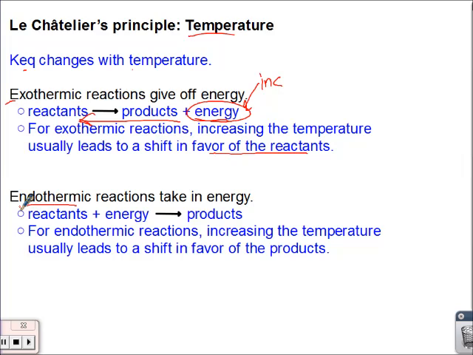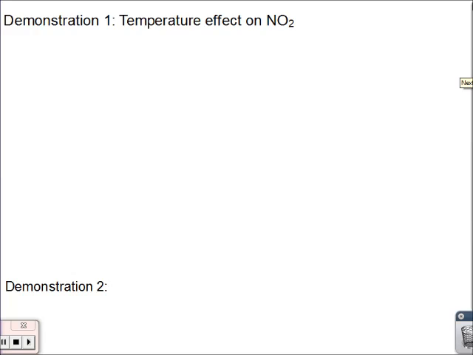Endothermic reactions act just the opposite. They take in energy, which I've written now on the reactant side. So if I increase the temperature, I'm going to react in a way to reduce that energy, which will shift it in favor of the products. Again, stress is trying to reduce the stress. And again, some demonstrations for class.